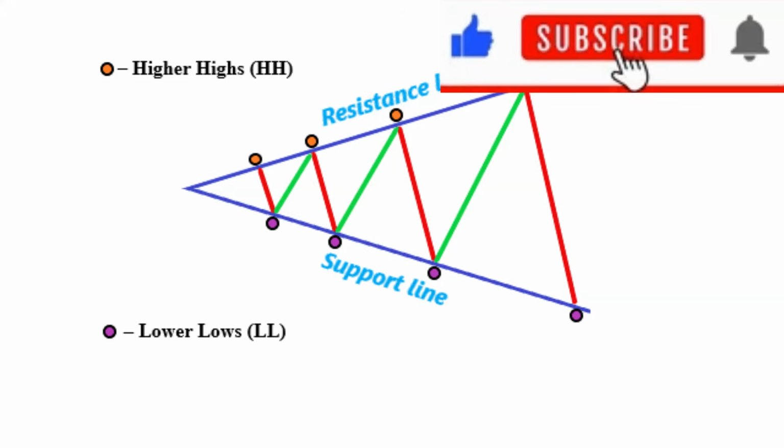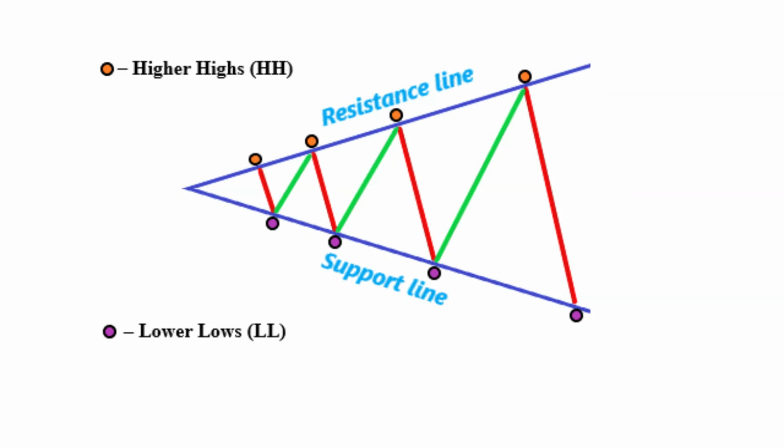Higher highs and lower lows emerge across the chart. This structure looks exactly like a megaphone. The rising line acts as resistance, while the falling line functions as support.